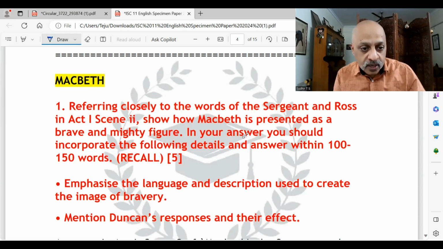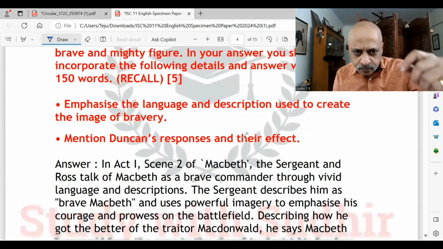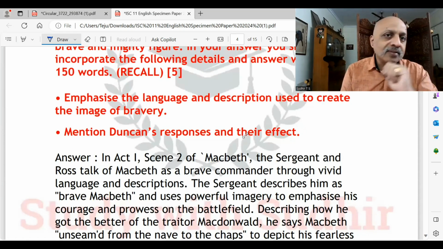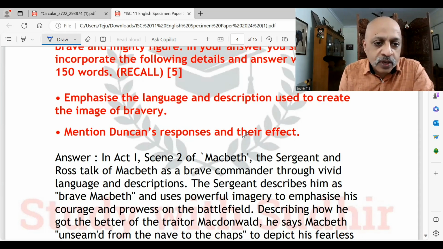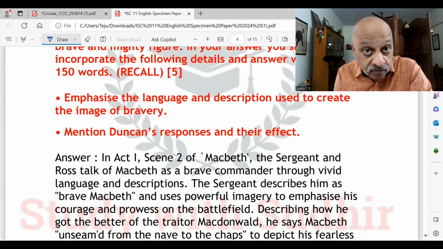How has he done that? Shakespeare. And mention Duncan's responses and their effect. So how do you write an answer like this? In Act 1, Scene 2 of Macbeth, the sergeant and Ross talk of Macbeth as a brave commander.